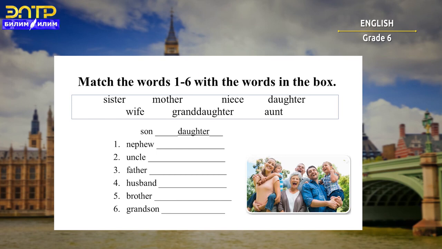Now let's check your answers. Nephew is a boy. Niece is a girl. Good. Number two. Uncle and aunt. Number three. Father and mother. Number four. Husband and wife. Number five. Brother and sister, of course. Grandson and granddaughter. Good job, guys. Very good. Let's continue practicing.